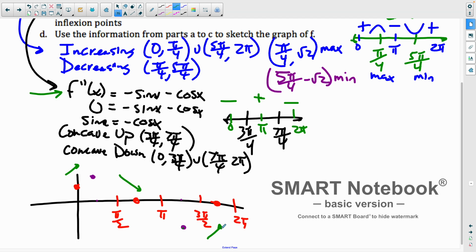All right? Concavity. By the way, these two are my inflection points. We verified that a while ago as well. It is concave up in between these, so it's going to be facing upward, concave up. And it is concave down, facing there, and concave down, facing there. So there is a picture of that graph.